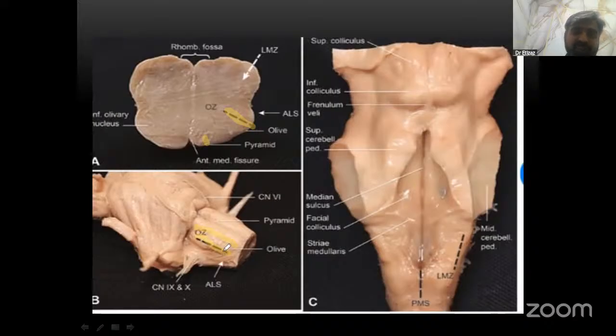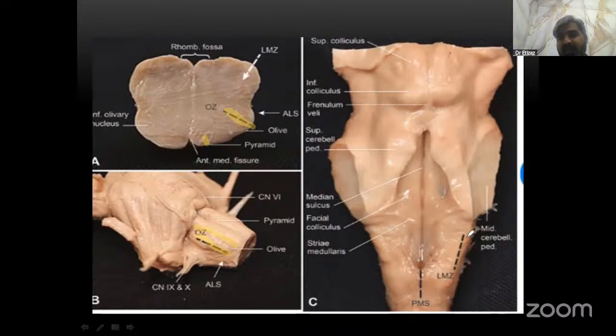When we are doing this, here there is a safe zone. There is most likely no vascular structure, no tract, and no nuclei. Only the nuclei are superiorly placed, that is the 12th nerve nuclei. That's why these are the safe entry zones.